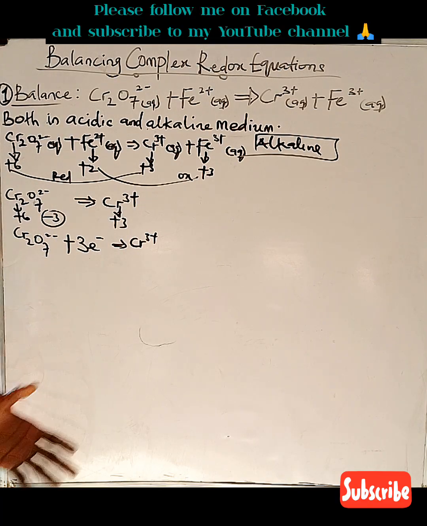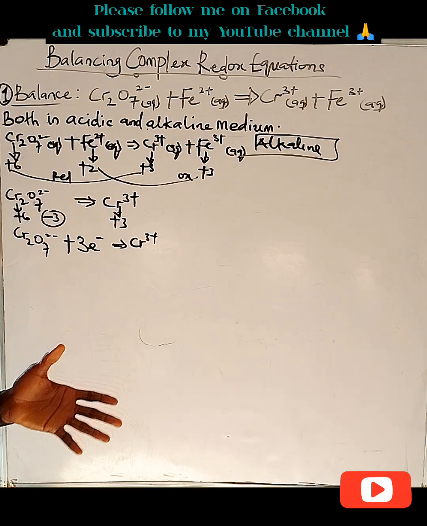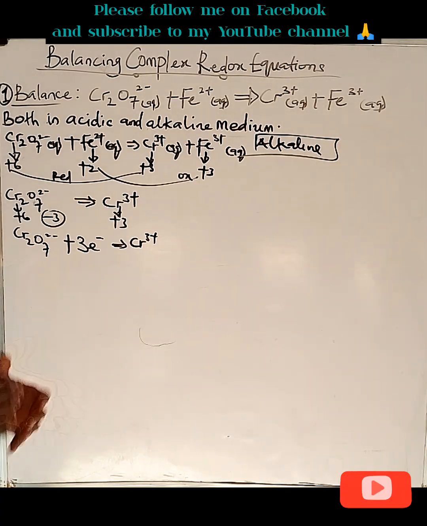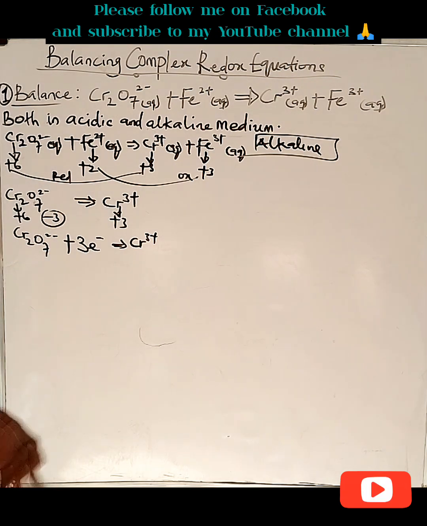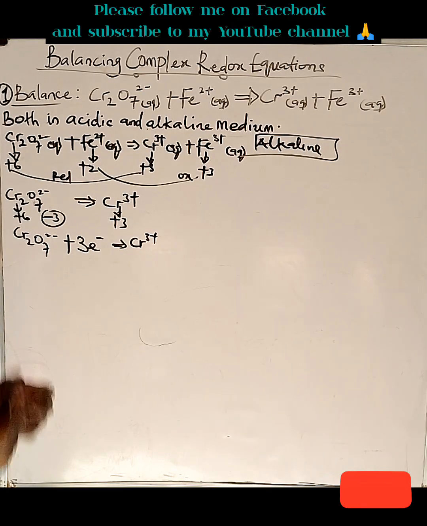For reduction, we're going to do something different. Unlike the acidic medium, whereby we add hydrogen ion, that's H+, then water to the product end, this time around we add water to the reactant, and then hydroxyl ion plus water to the product. So that's what we're going to do here.